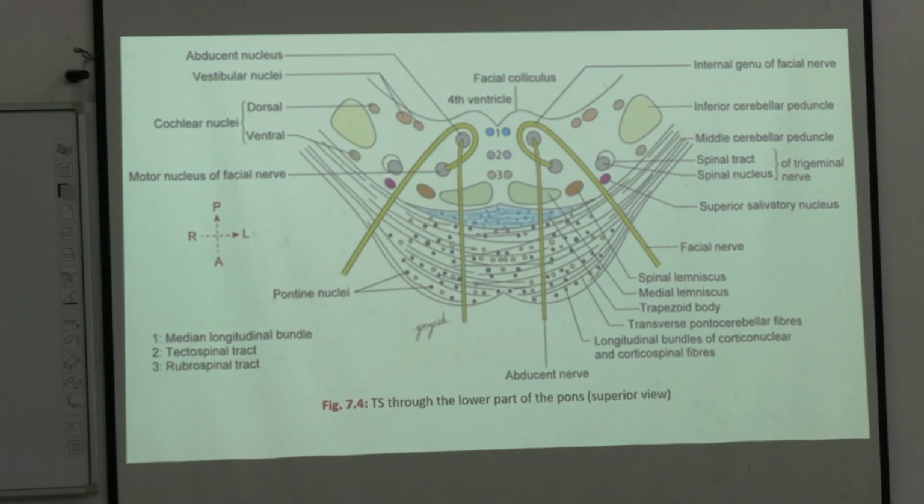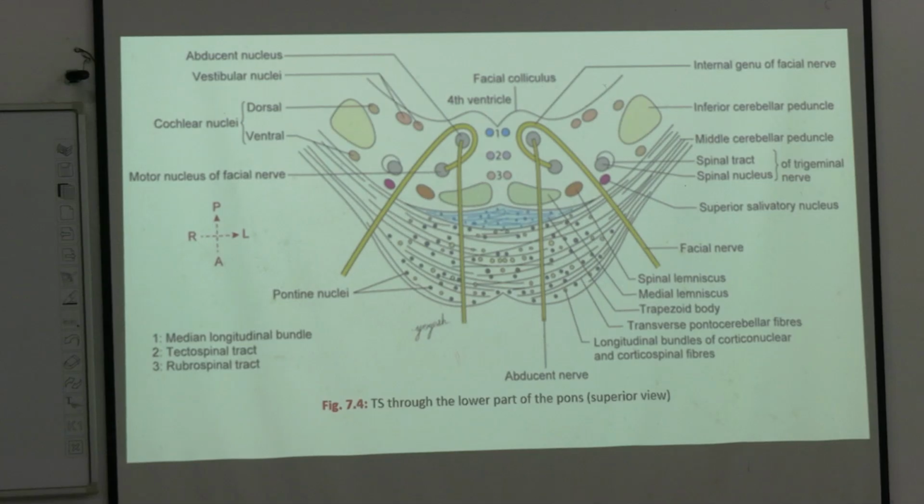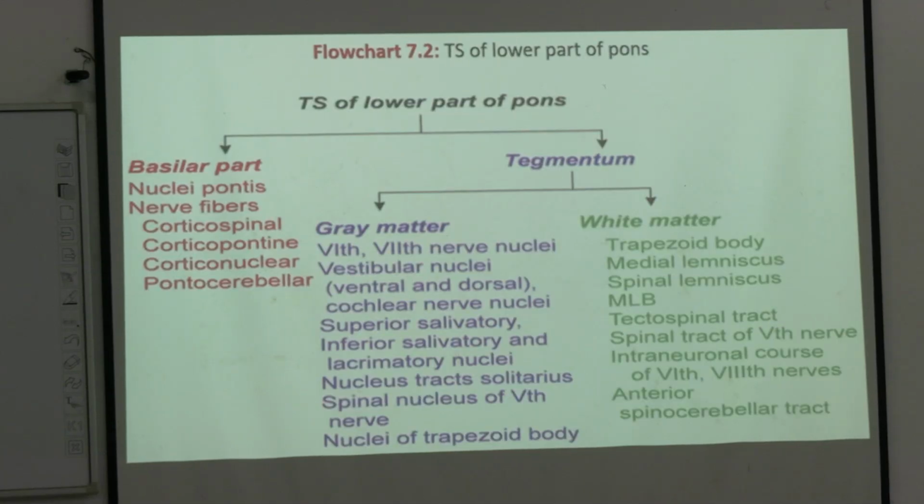What else do we have? We have these tracts. This green one is a tract which we call the lemniscus, the medial lemniscus. Next to it, we have another tract, the spinal lemniscus. These are the two that are present. Along with these, we have the medial longitudinal bundle. So these three fiber tracts are the names you have to keep in mind.